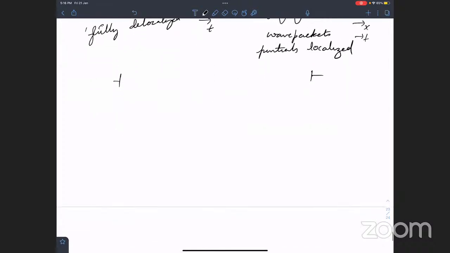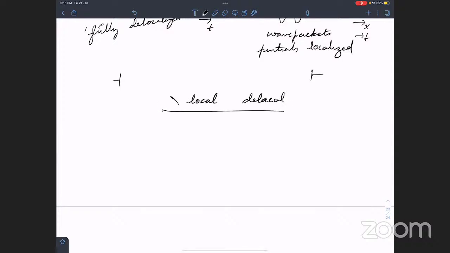So I'll write this scale here. Localized, delocalized. You may be wondering, okay, this is fine, but how is this practically relevant? And I'll show you how this is practically relevant. So I can say I have localized and I have delocalized. This is in space, this is in time. I can have all four possible combinations. Localized in space and time is actually a wave packet that is just traveling. Localized in space but delocalized in time, that is a frozen wave packet, doesn't move anywhere.